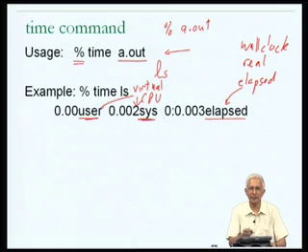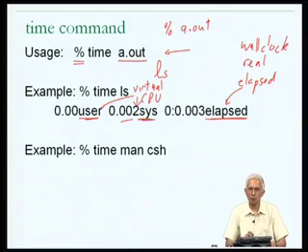Very little, practically no time was spent in user mode, and the bulk of the elapsed time, and the relationship between the elapsed time and the amount of time spent in the virtual mode, is fairly close. Now let's just look at another example. This is a more complicated example.